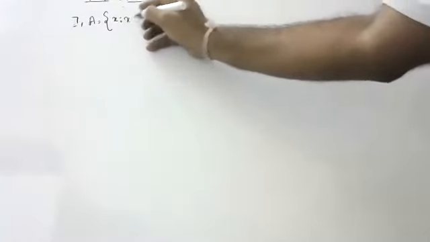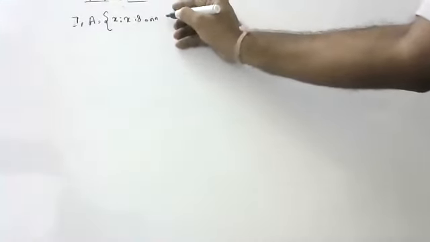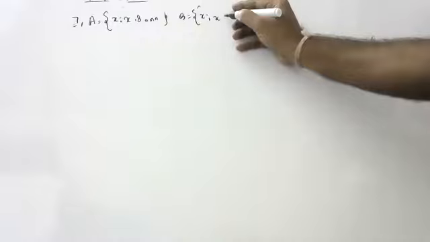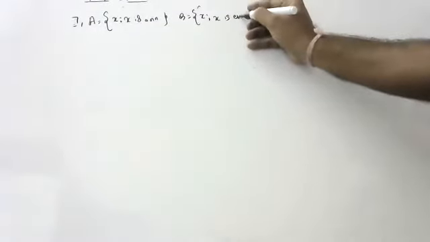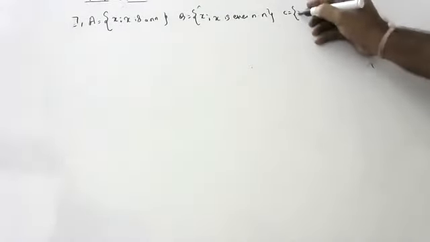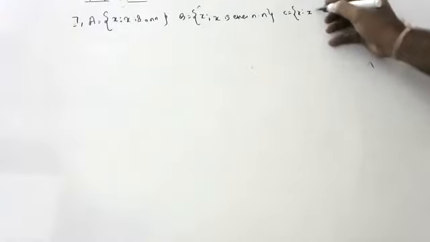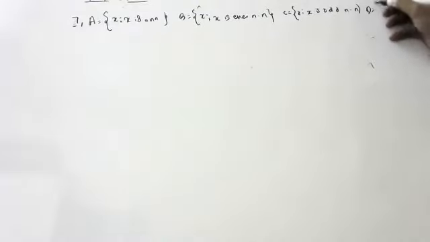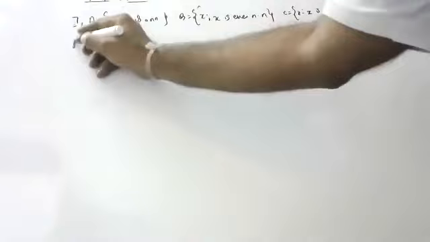Children, first I'm writing all the set builder forms. A: {x such that x is a natural number}. B: {x such that x is an even natural number}. C: {x such that x is an odd natural number}. And coming to D: {x such that x is a prime number}.